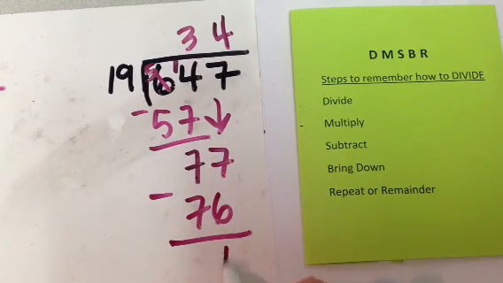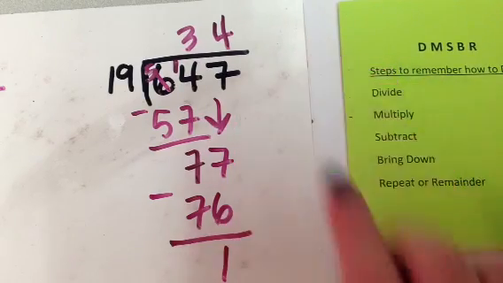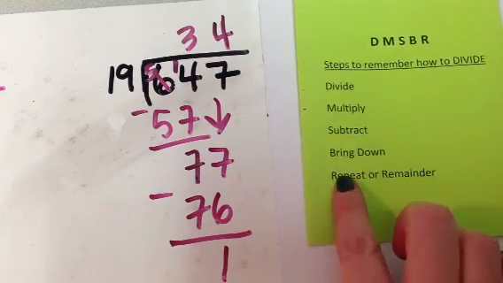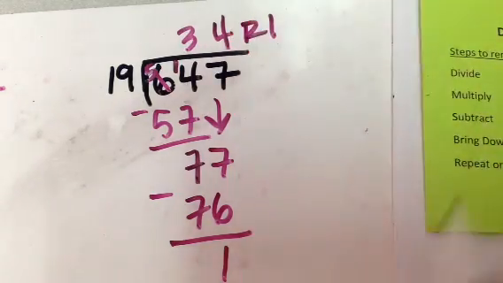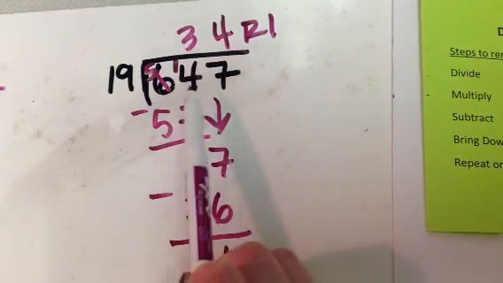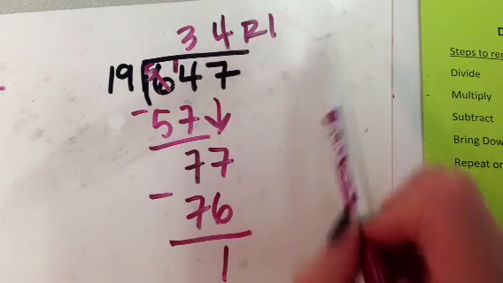7 minus 6 is 1. I'm all out of things to bring down. I don't have any left. So I can't repeat. So this 1 right here is going to be my remainder. So the answer to 647 divided by 19 is 34 remainder 1.